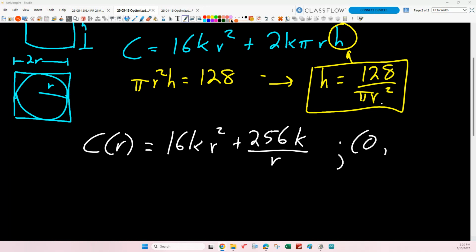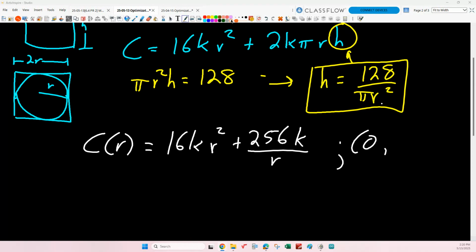And what's the upper end? If the height went to 0, what would r have to do to make h shrink towards 0? What do you have to do to a fraction to make it approach 0? Set the denominator equals 0. The denominator would have to be 0. It's undefined. No. If a fraction is going to go to 0, what has to happen to the denominator? It has to get bigger.